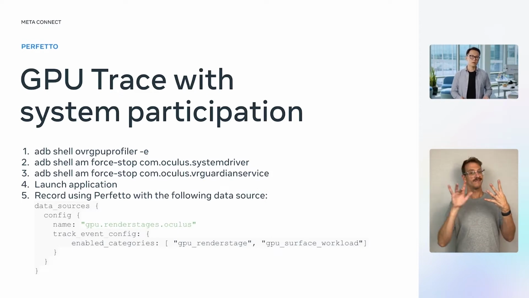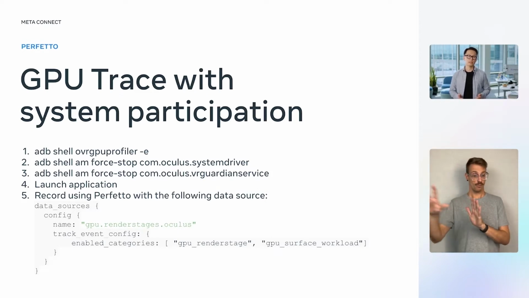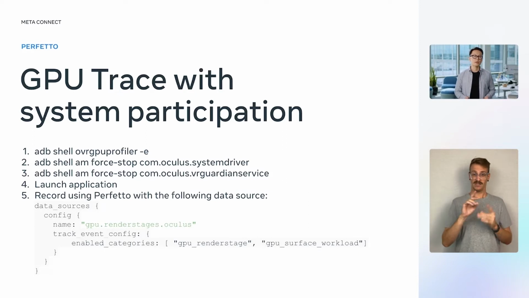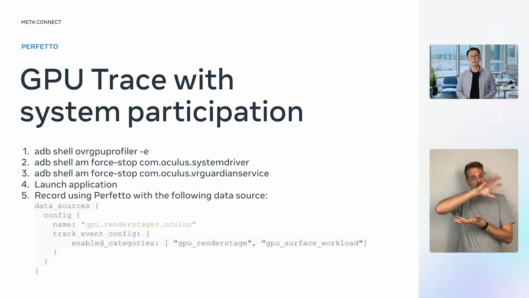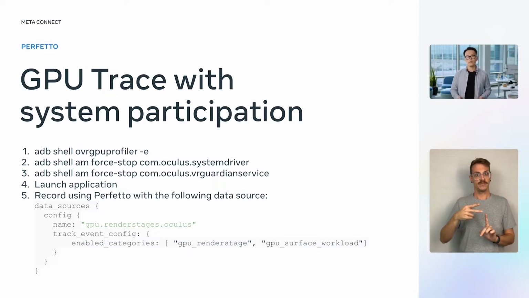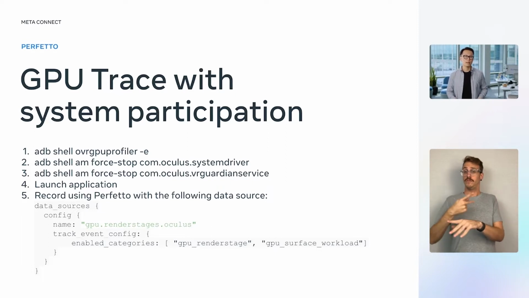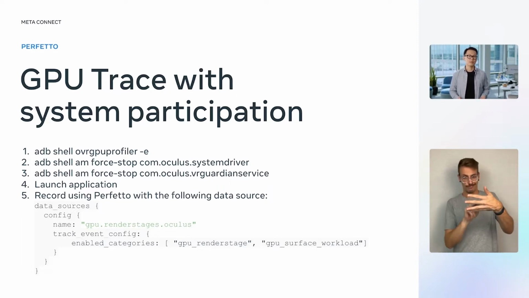Then, simply launch your application and record using the new data source shown here. The change of data source is necessary in order to handle large amounts of GPU data. The change also improved the GPU track UI dramatically, making it much easier to read.